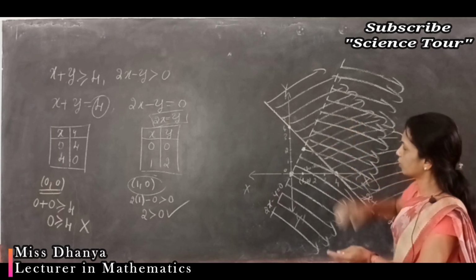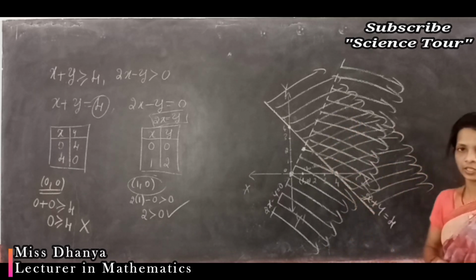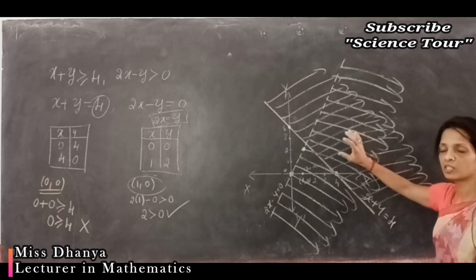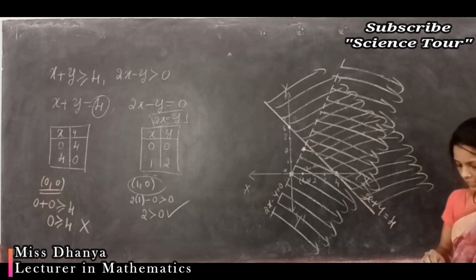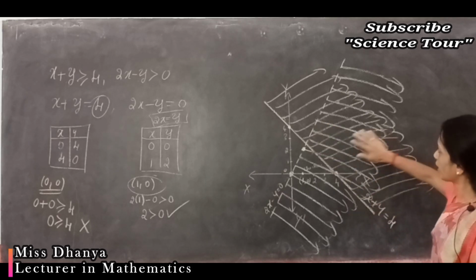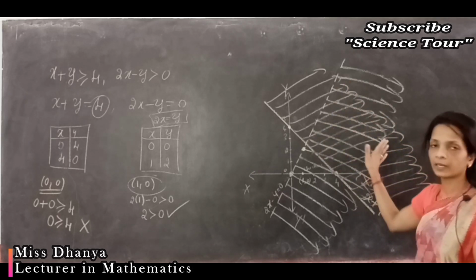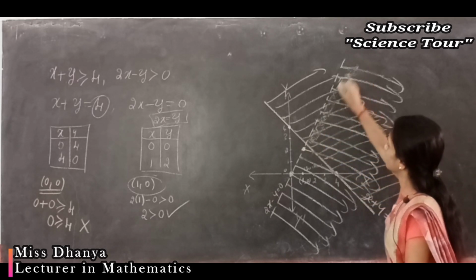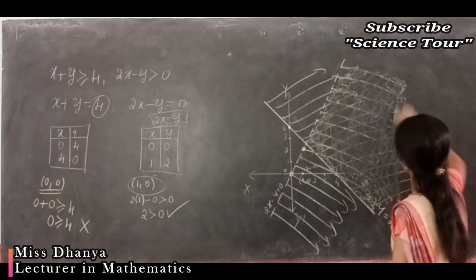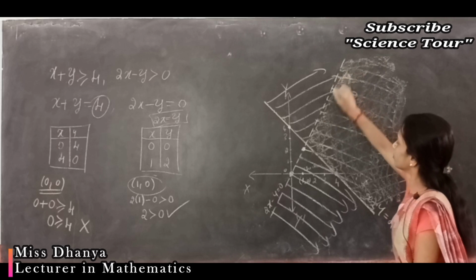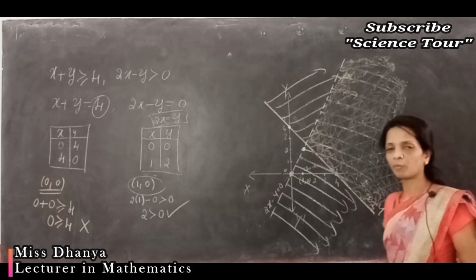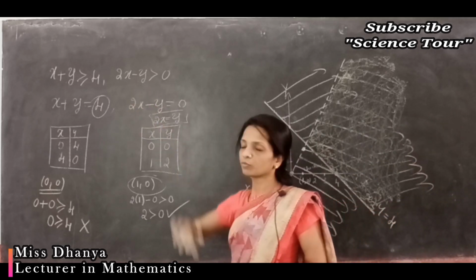Now suppose you give broader shadings, then how do you see which is the common region? Just see in which region you have both types of shadings, yellow and green. See, in this region you have a yellow shading and a green shading also. So I will highlight that, I will darken that region. Now in your graph this region will be darker. That is the common solution region, I mean that will be the solution for both the inequalities.